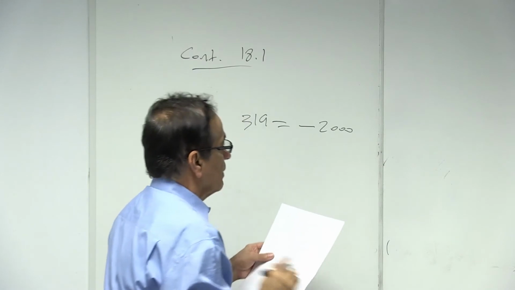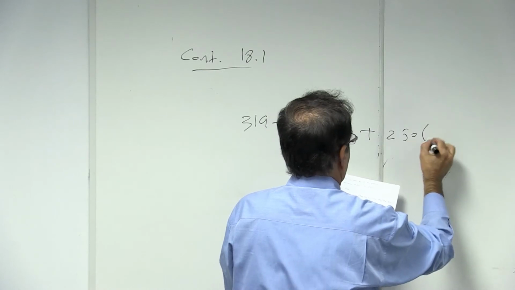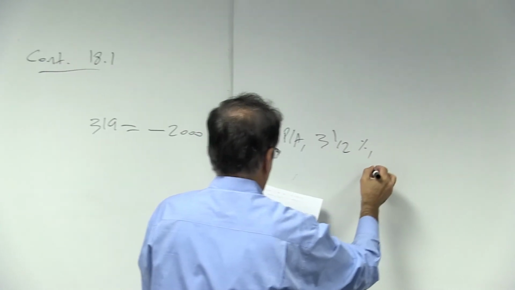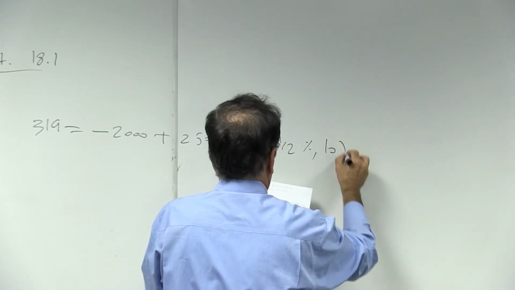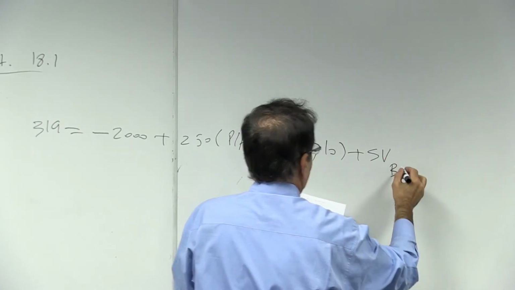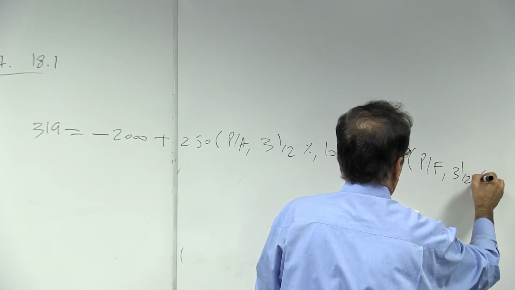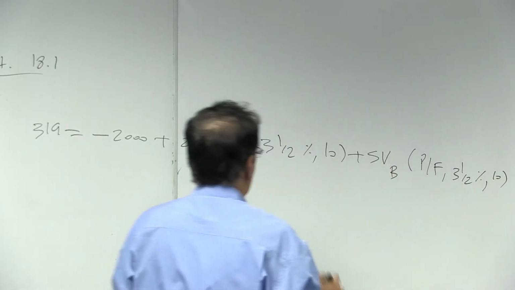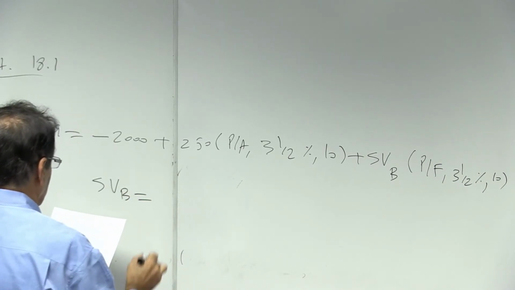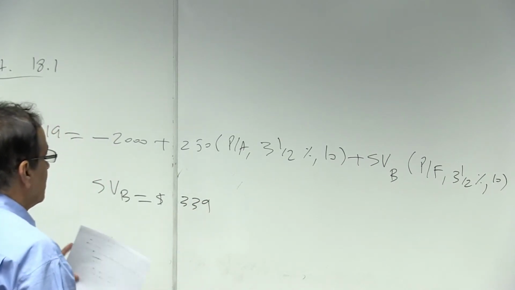This time, I'm going to assume we don't know the salvage value. So it's going to be $250 P given A, 3.5%, and 10 periods, plus the salvage value for alternative B times P given F, 3.5% and 10 periods. If I solve this for the salvage value for alternative B, it is going to be about $333.9.